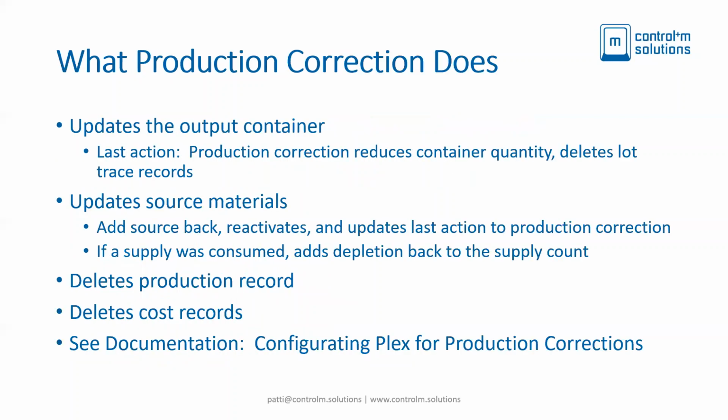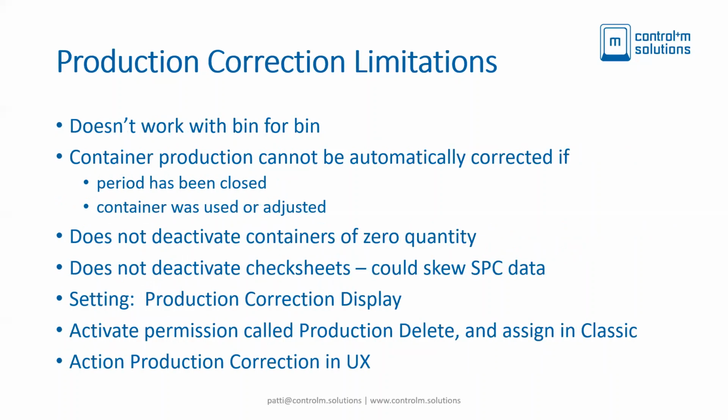The production correction button is pretty cool. The output container quantity goes to 0, lot trace records are deleted, and the source materials return back to the original container. If you did use a supply item on your bill of material, it'll be set back into the count if you're tracking counts on supply items. The production and cost records are deleted, but it's important to note that the check sheet is not. We have confirmed that this does work with actual costing as well as standard costing. And there's some awesome documentation out there about this function. And I'm going to show you that right after we see the production correction button in action.